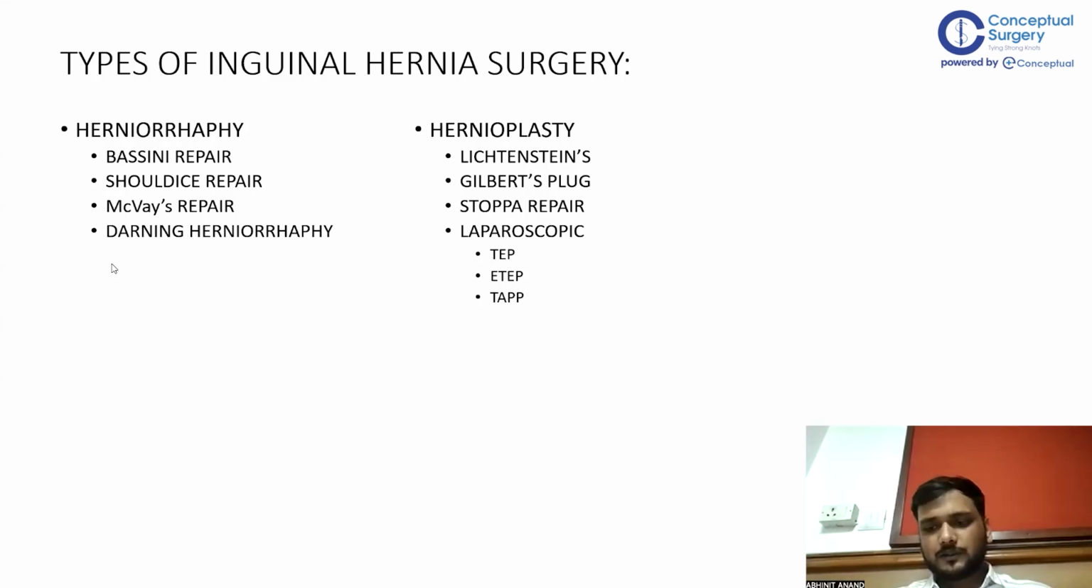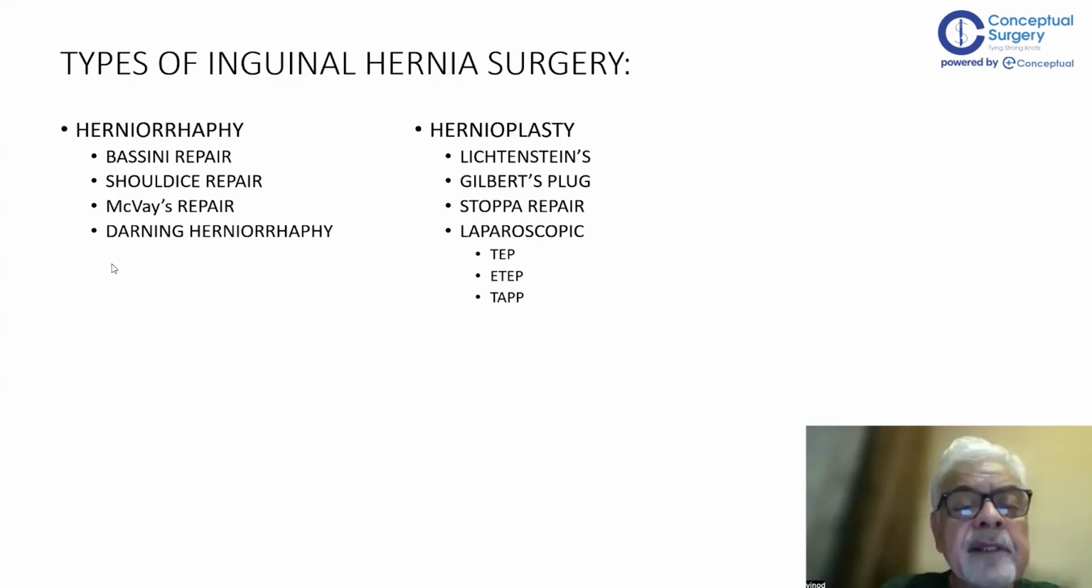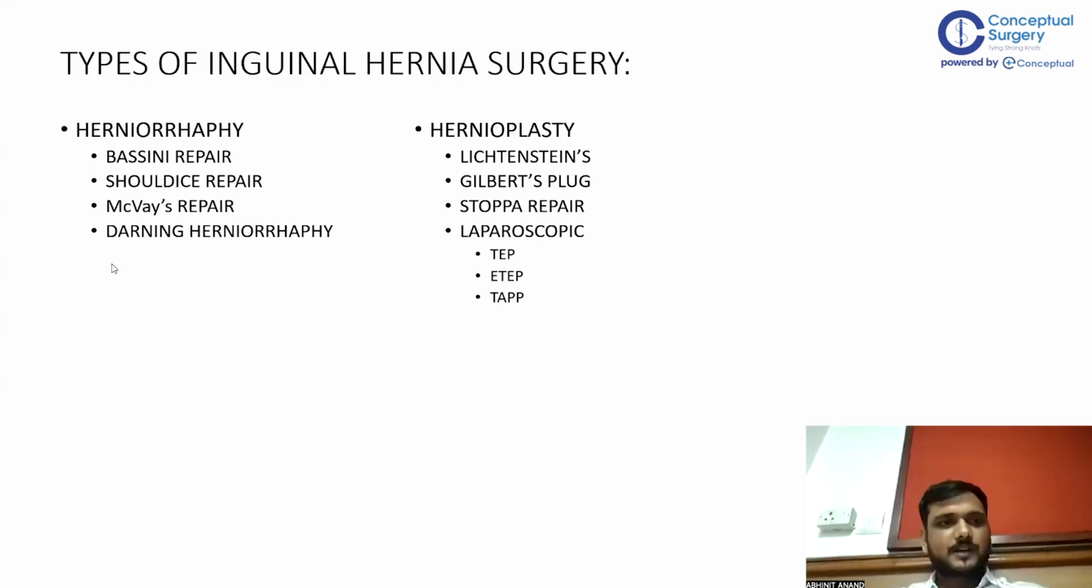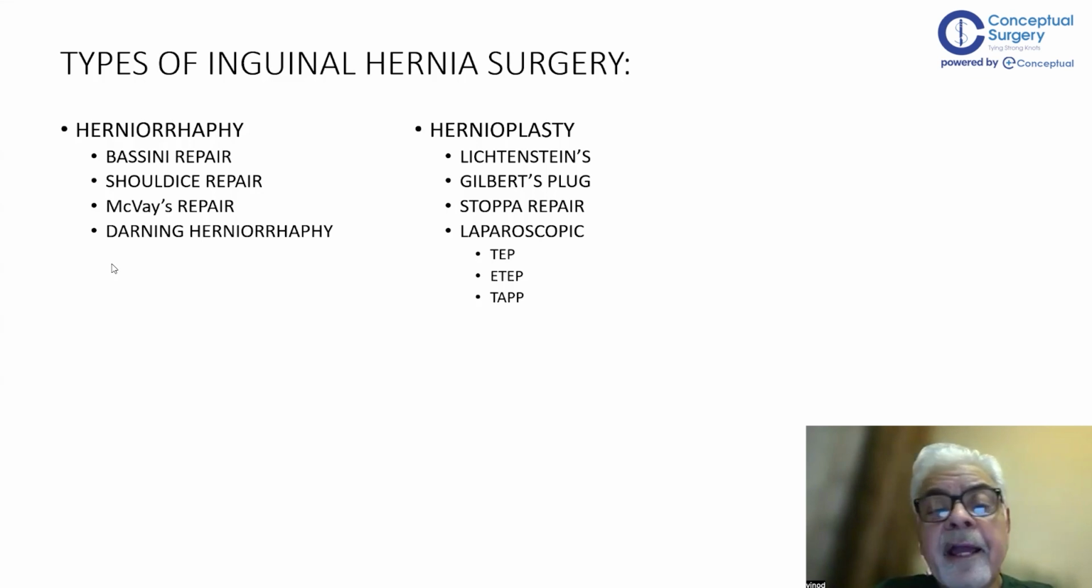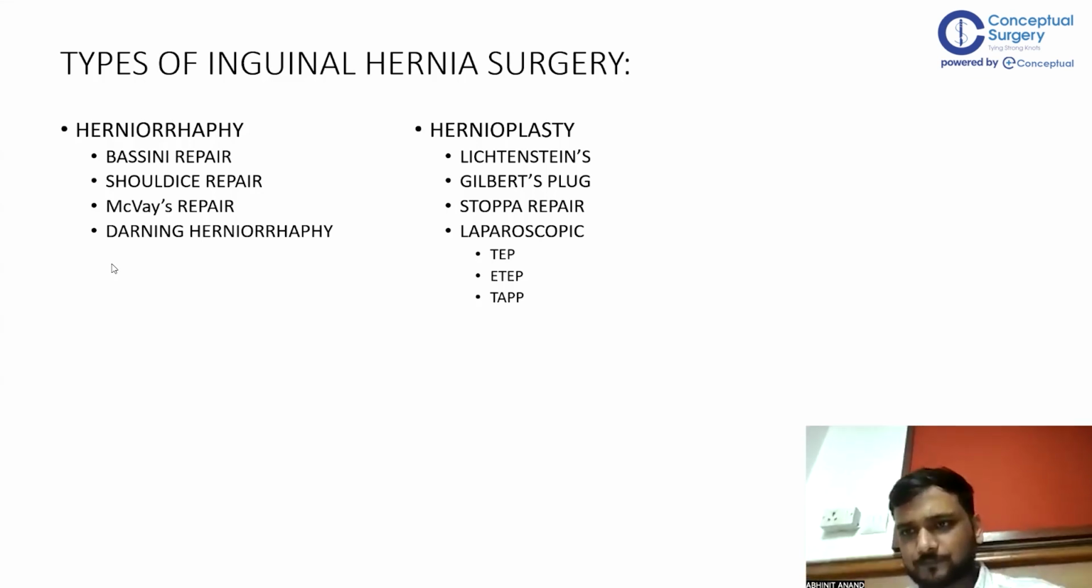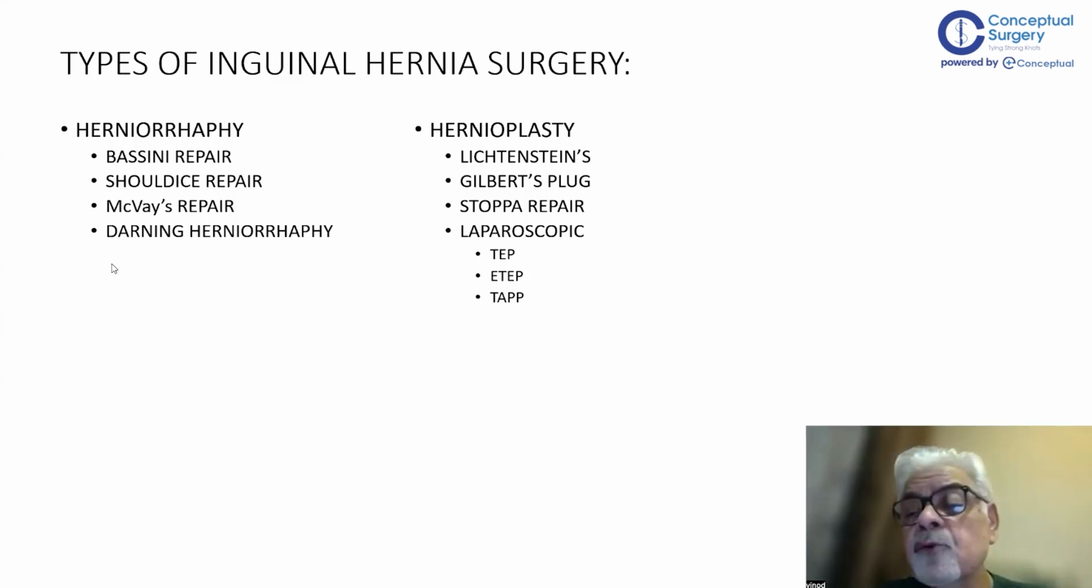And one thing that you have not mentioned here, which is becoming very popular these days, coming from an Indian surgeon, is Desarda's repair. This Desarda repair must be under herniorrhaphy, I think, that is using the patient's own tissue for strengthening the posterior wall and getting the tissue from a nearby region.